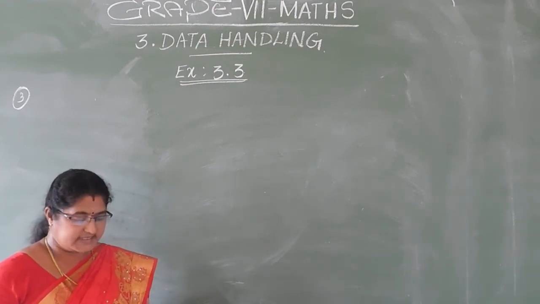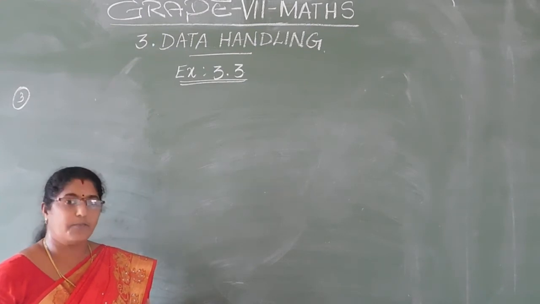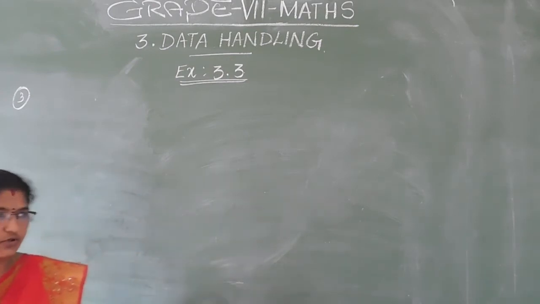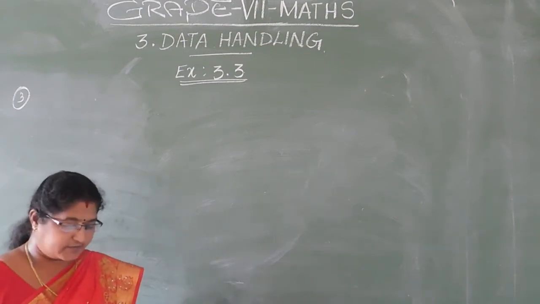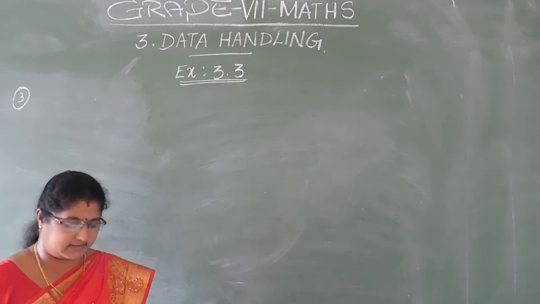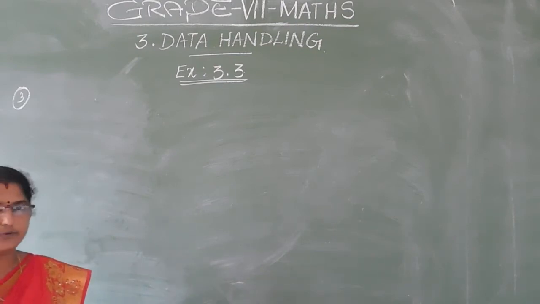Number of children in 6 different classes are given below. Represent the data on a bar graph. This is also a single bar graph, so you already know. So how to draw this? In this question, class and number of children are given: 5th, 6th, 7th, 8th, 9th, 10th, and the numbers. So we have to draw a bar graph. We have to draw this in the graph note.